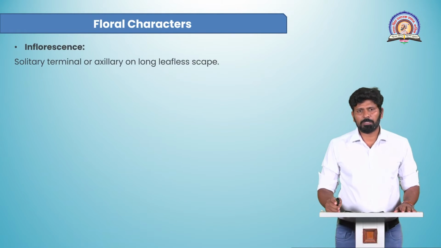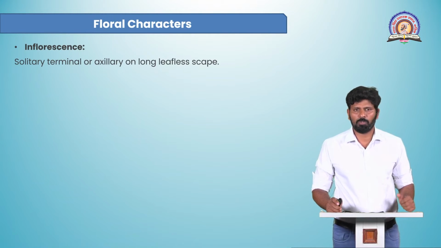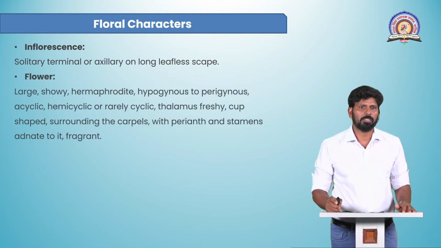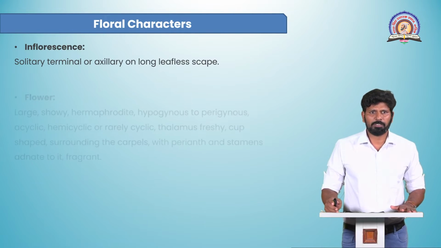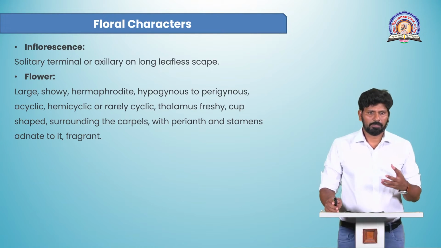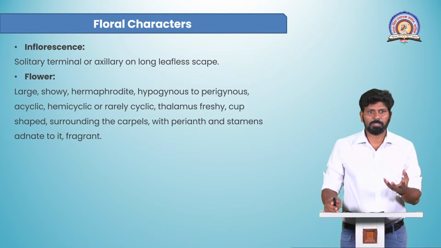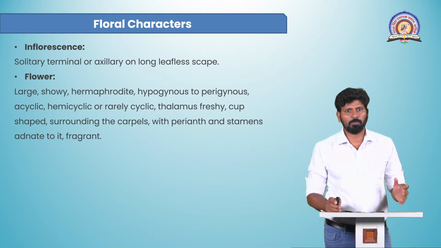Then after that, we are going to discuss the floral characteristics, or the reproductive characteristics. So the inflorescence is solitary, terminal or axillary, or a long leafless scape. The flower is large and showy. We know that the lotus has a very beautiful and large flower. So this flower is large, again very beautiful and showy.